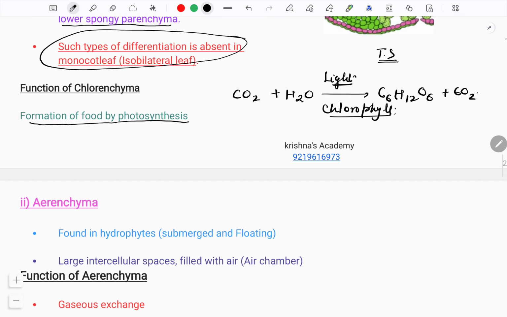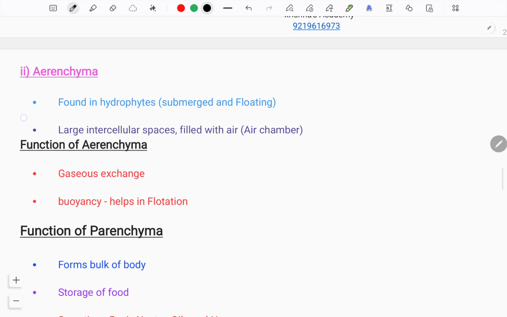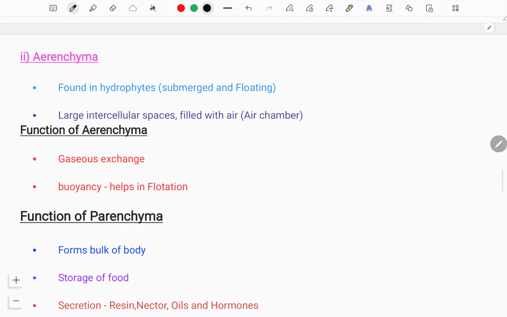Now, the next one is parenchyma. Parenchyma is generally found in hydrophytes. Hydrophytes are those plants which are present in water. Three different types of hydrophytes are present: submerged, floating, and amphibious plants. It is well developed in the submerged hydrophytes and the floating hydrophytes. Submerged are those which are completely dipped in the water, present under the surface of water, and the floating ones are on the surface of the water.